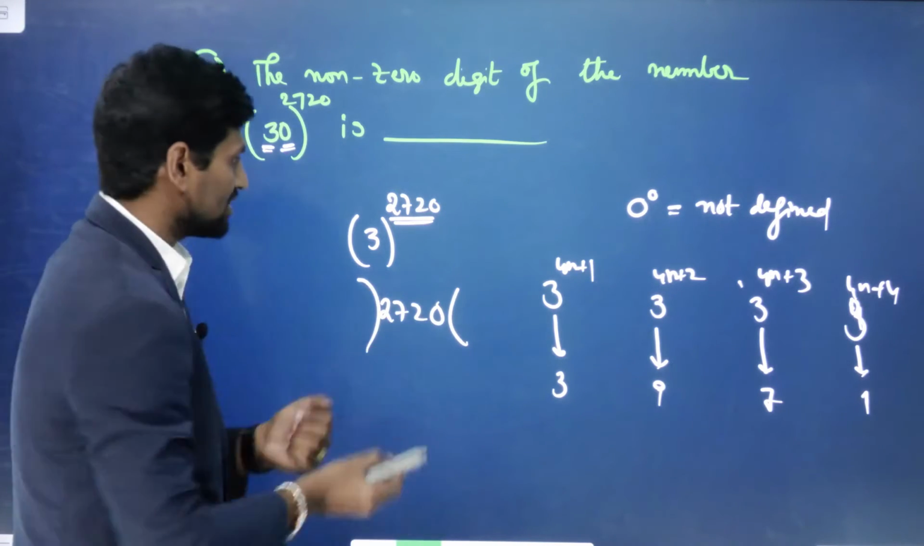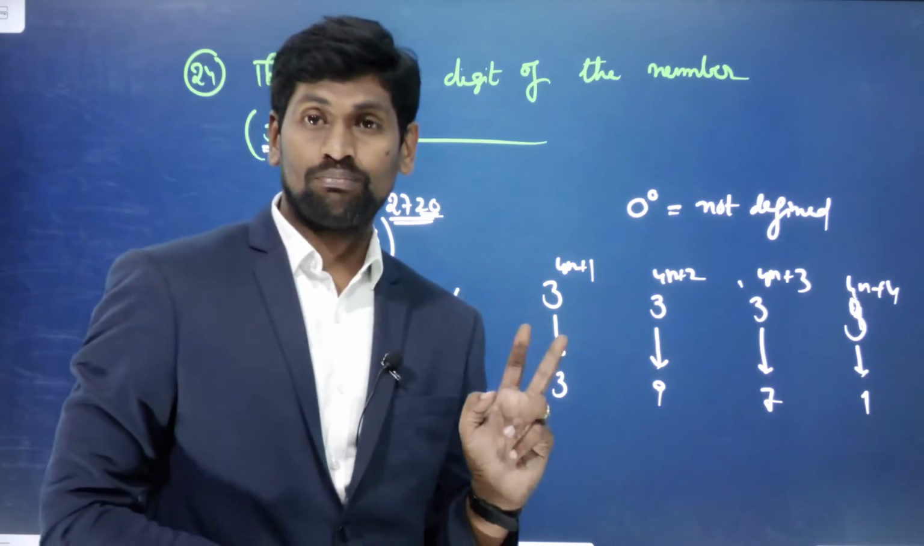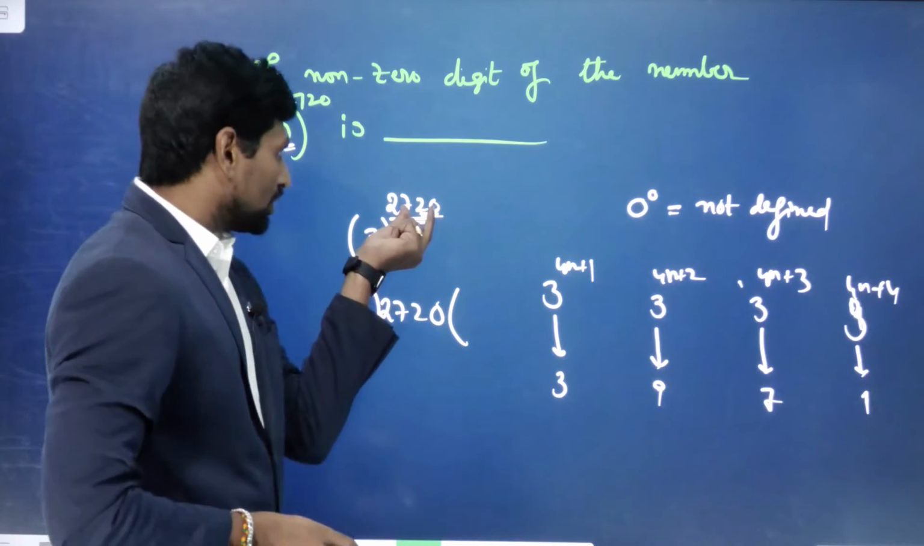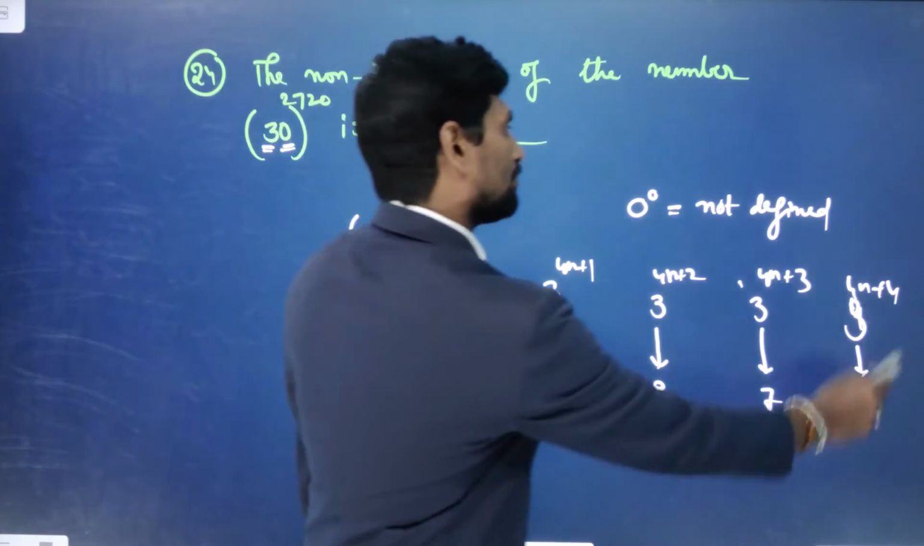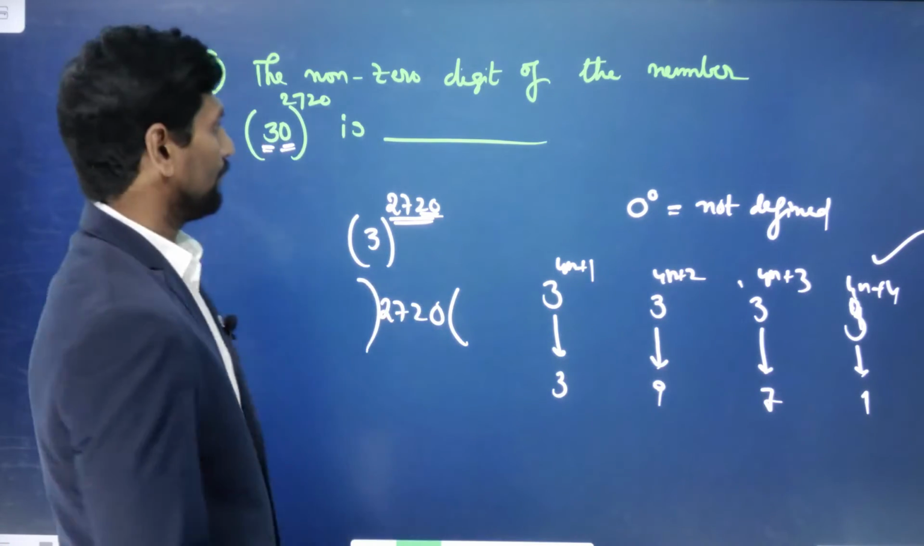Exactly 0 will come, because what is the rule for us? That means the 4 rule: if the last 2 digits of a number are zeros or multiples of 4. Your last 2 digits are 20. 20 is a multiple of 4. That means 4n plus 4. 4n plus 4 means it ends with the digit 1.